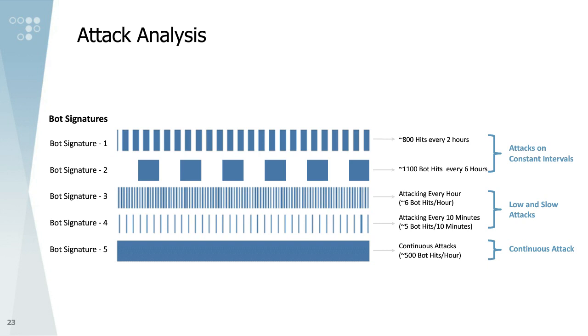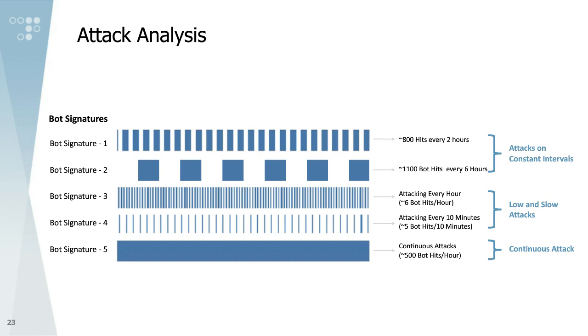The third and fourth bots here were low and slow attacks. Not only did they try going under the radar, with 6 hits per hour for number 3 and 5 hits every 10 minutes, these bots could also mimic human behavior. So they operate at a very low rate, mimicking human behavior. This is very hard to catch.